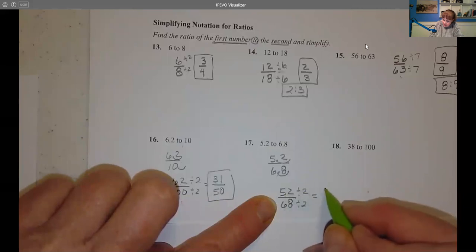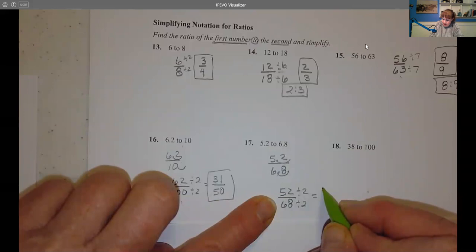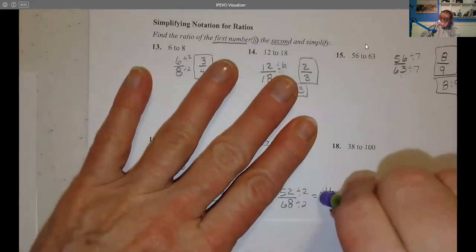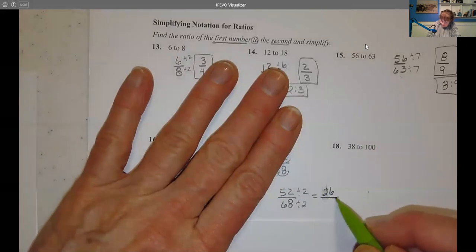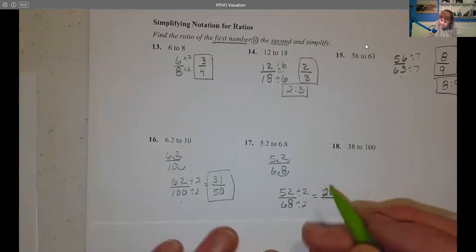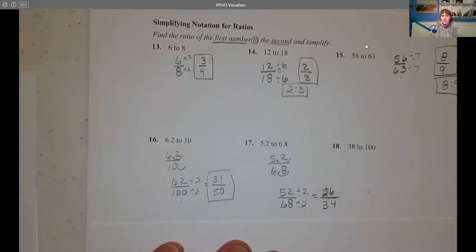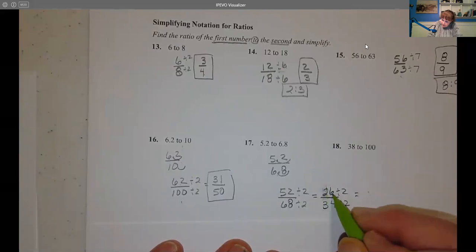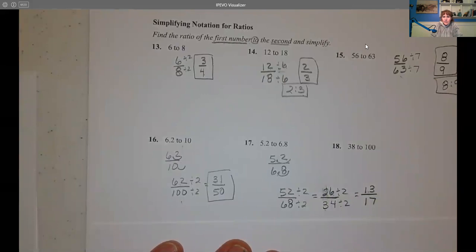So we'll just divide by 2, even though 4 would have gone into them. So let's see, 2 goes into 5, 20, let's see, no, it's got to be 26, sorry. Okay, 26, 52 divided by 2 is 26, and then 68 is 34. Oh, they're both still even. So divide by 2. So you get 13 and you get 17. Now you're done, 13 to 17.